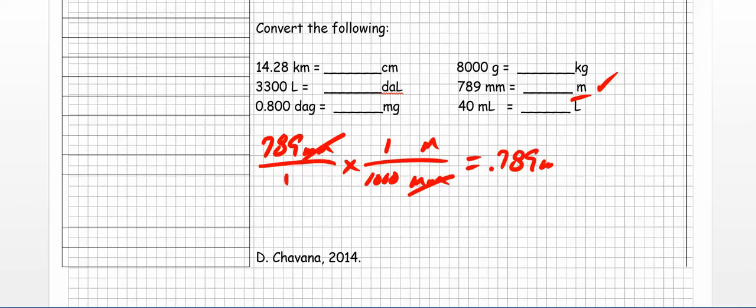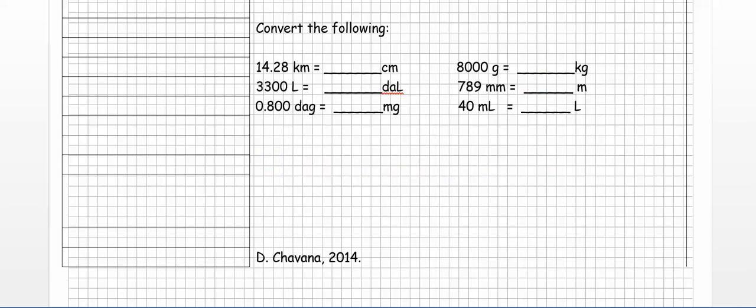And I get 0.789, and that's meters. And that's it. So 789 millimeters is 0.789 meters. And that's it. Let's do another one.